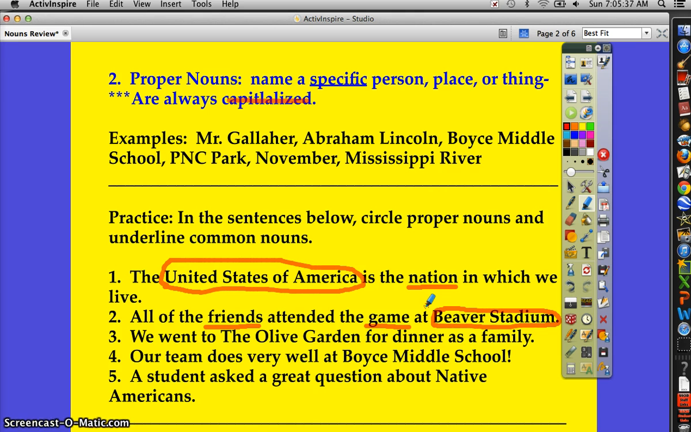Number three, we went to the Olive Garden for dinner as a family. So the Olive Garden would be the name of a proper restaurant, proper noun. Circle that one. Dinner would be a thing, common noun. And family would be a group of people, common noun. Number four, our team does very well at Boyce Middle School. So team would be a group of people or a thing, and Boyce Middle School would be a proper noun.